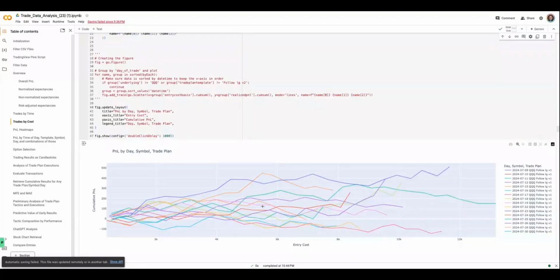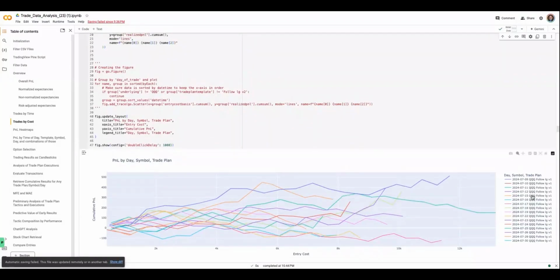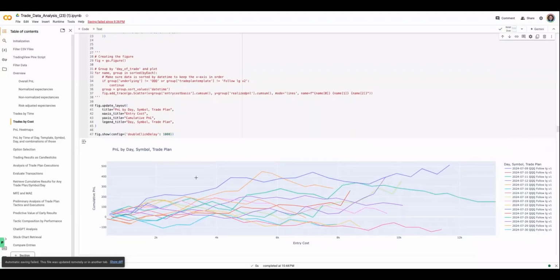This is what really put me over the edge and decided that I was going to trade this live. This is every day that this trade plan, which apparently was first traded on July 9th, every day's performance. And so the x-axis here is not time, it's entry cost.